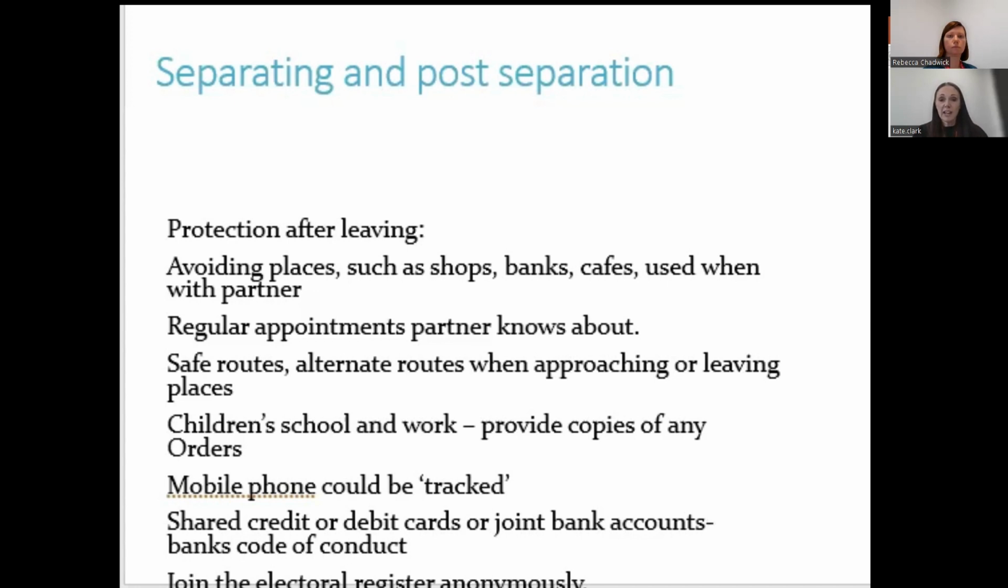So again, as I've mentioned, providing any copies of orders to work and school, thinking about digital abuse, what we can do to get our phones checked if we think they're being tracked, turning off your GPS as mentioned, changing passwords. Have you got any joint bank accounts we need to consider? Changing online passwords for those, having conversations in store with the bank. And there are ways as well to join the electoral register anonymously, so personal addresses and information can't be tracked easily, especially if you have moved.